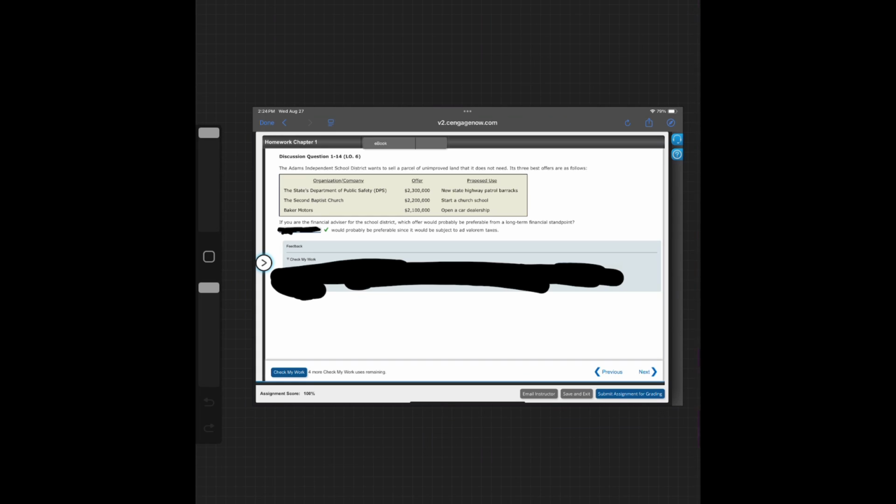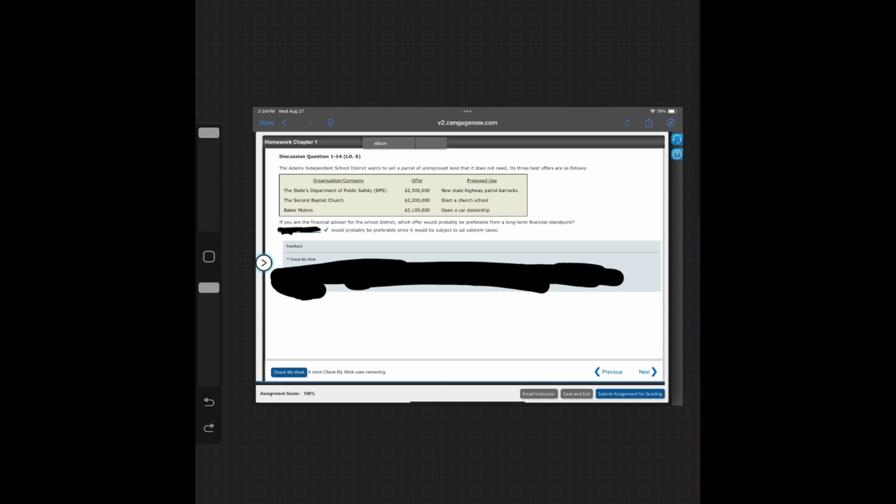When we talk about ad valorem taxes, that has to do with property taxes. So, essentially, we're going to go with Baker Motors. And the reason why is the property tax is better than the other options. Even though the offer is slightly less here, the property tax is better than the other ones.